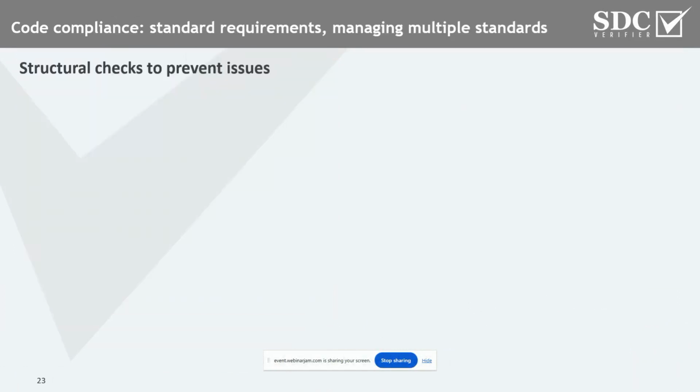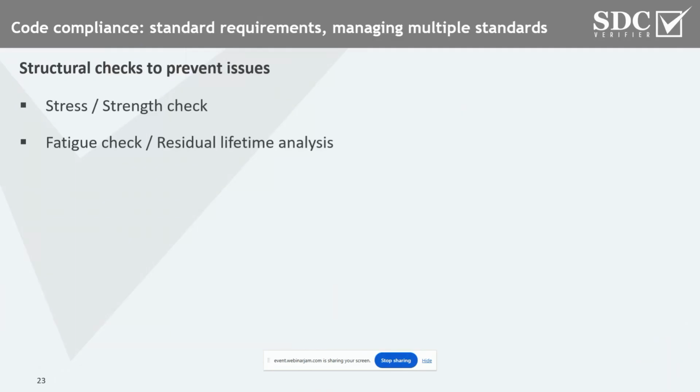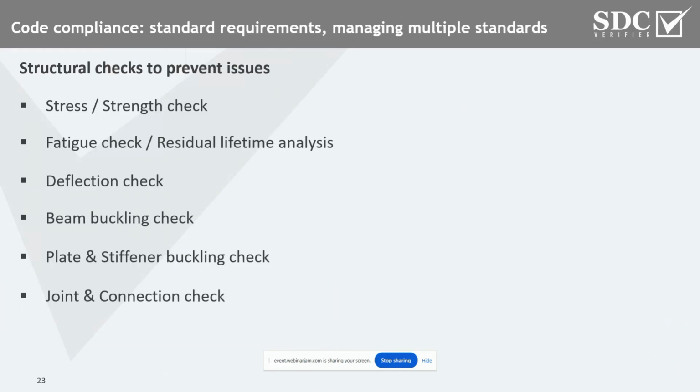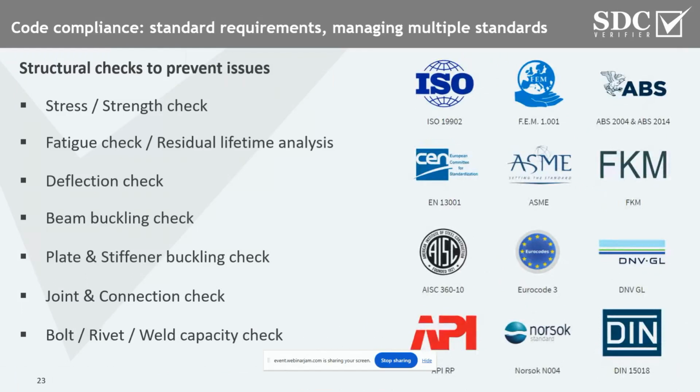Next thing is the standard requirements themselves. For example, we have many structural checks to prevent issues, whether this is a strength check, fatigue check, residual lifetime analysis, deflection check, beam buckling, plate buckling or stiffener buckling, joints connections, bolts, rivet, weld capacity, any kind of checks. And you have, of course, many codes to use. And just imagine you have all this list of checks, you have different codes, and you need to use multiple codes, multiple standards for the same structures at once.